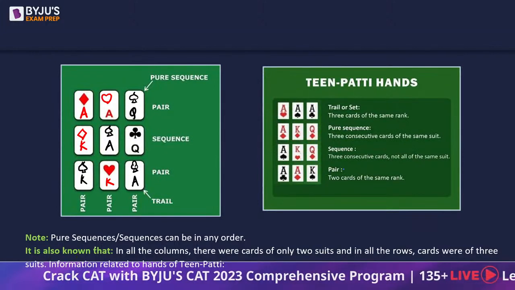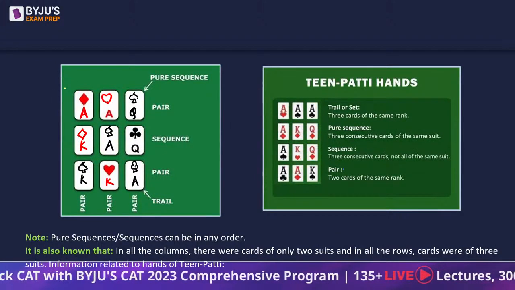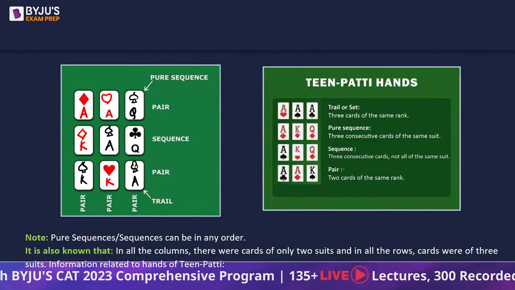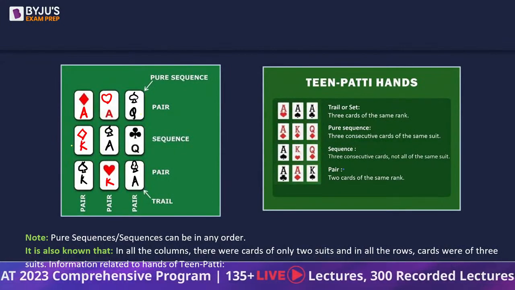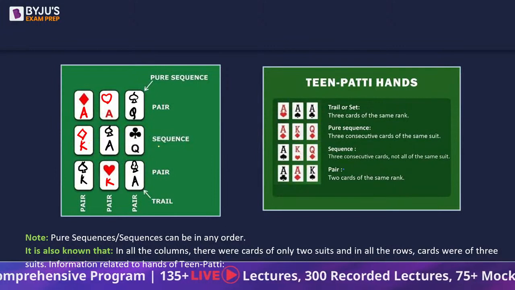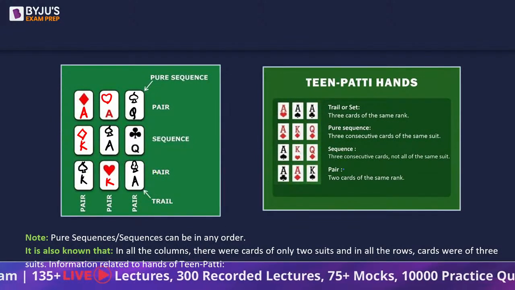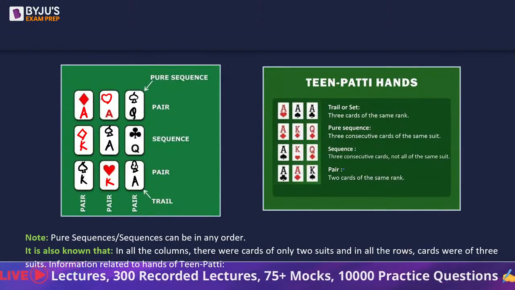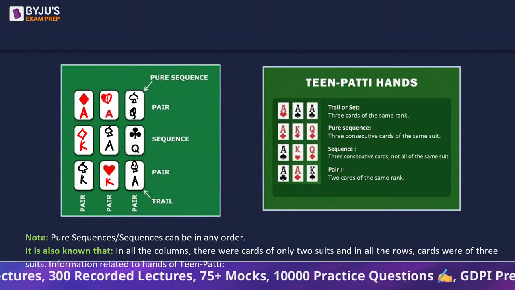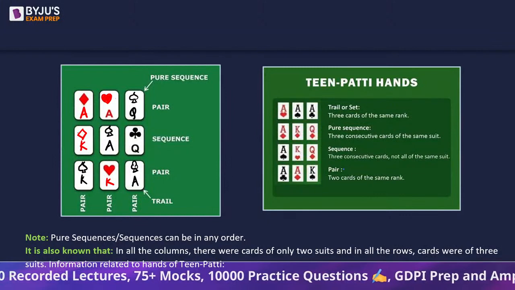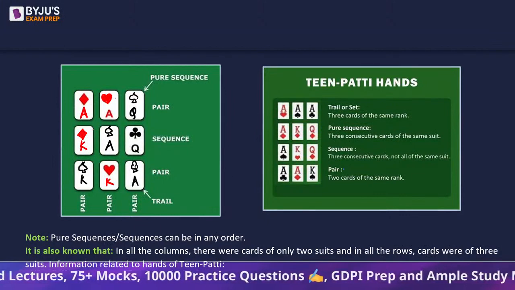In each row, we need to see three different suites. In the first row, we have got diamond, heart and spade. In the second row, we have got diamond, clubs and spades. In the third row, we have spades, hearts and clubs. Right? Everything is unique. All the conditions are met. That means we are good to go.